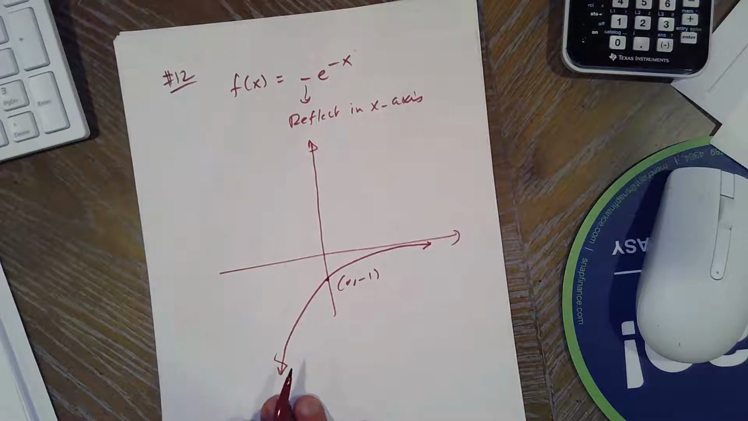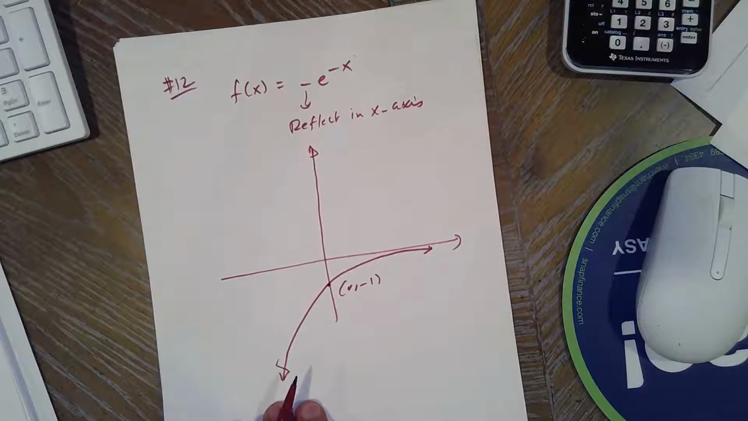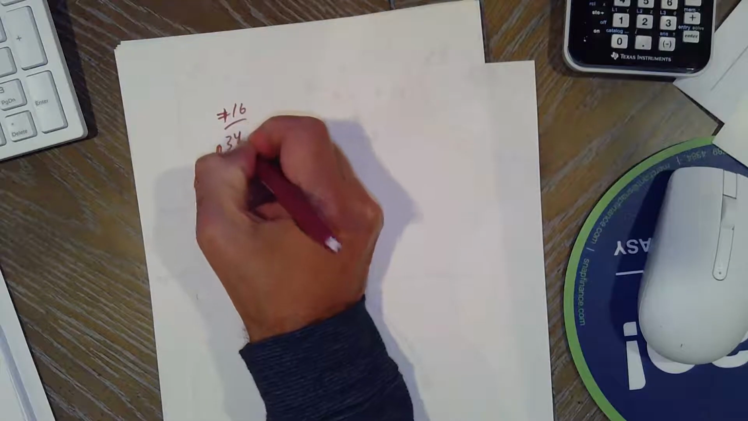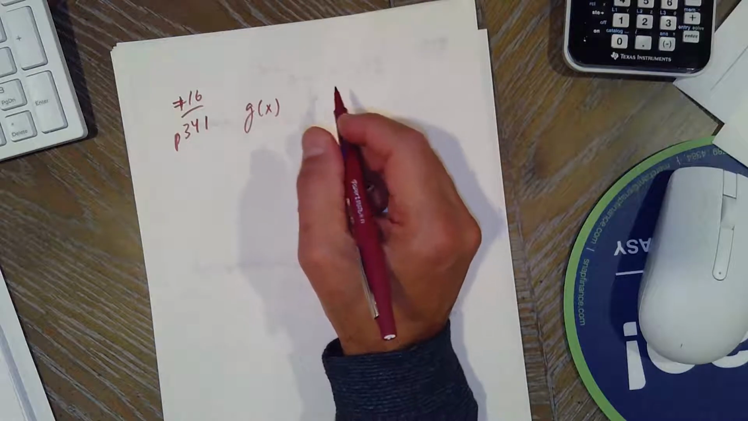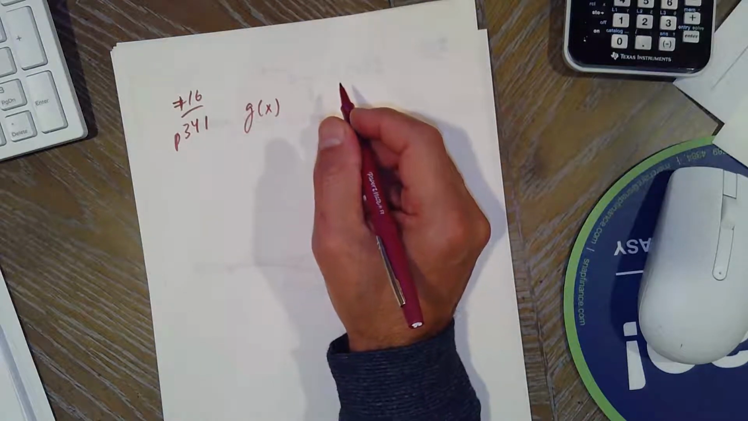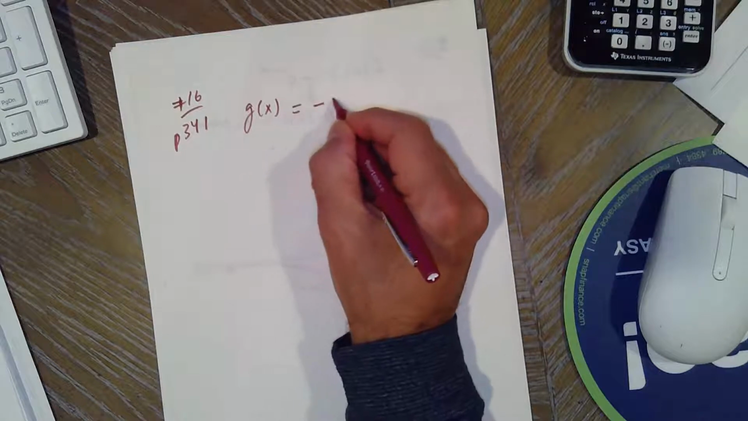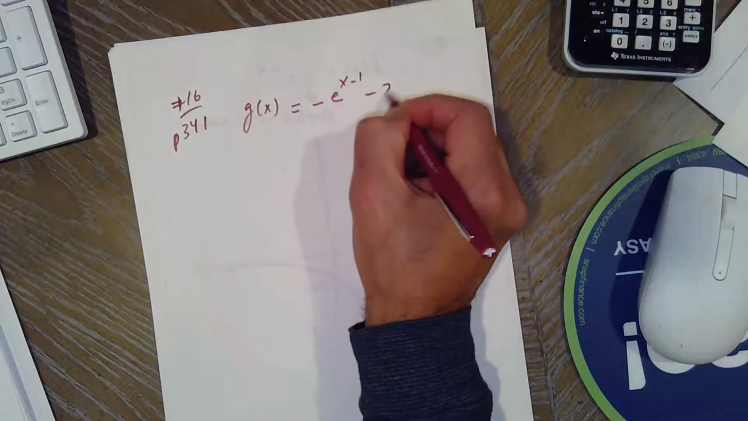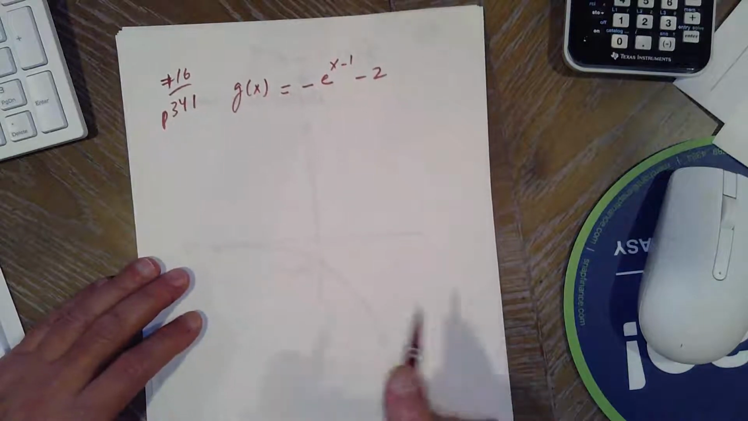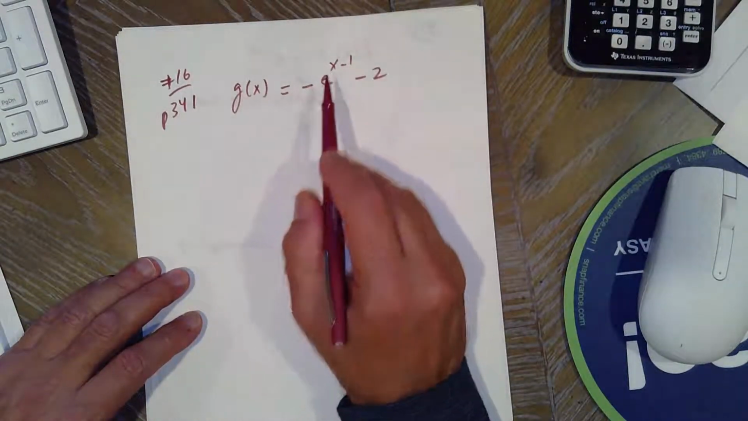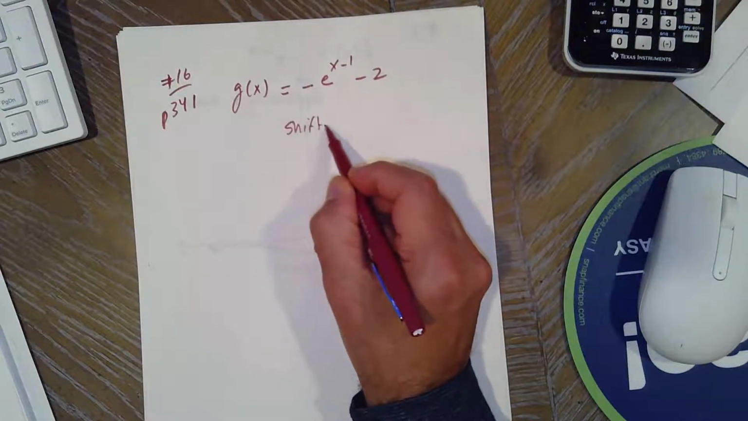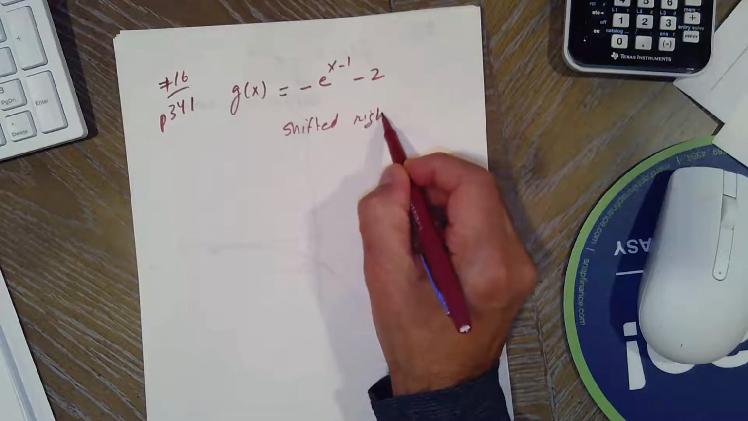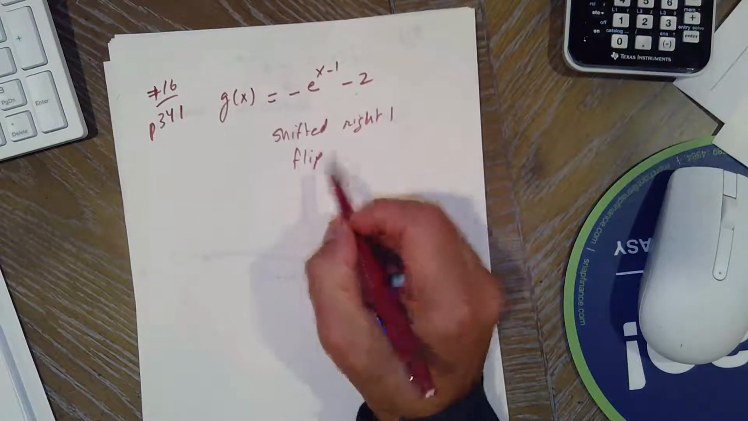And then number 16, page 341, g of x equals negative e to the x minus 1 minus 2. So it's e to the x, which is growth. It's going to be shifted right 1 unit, then flip, down 2.